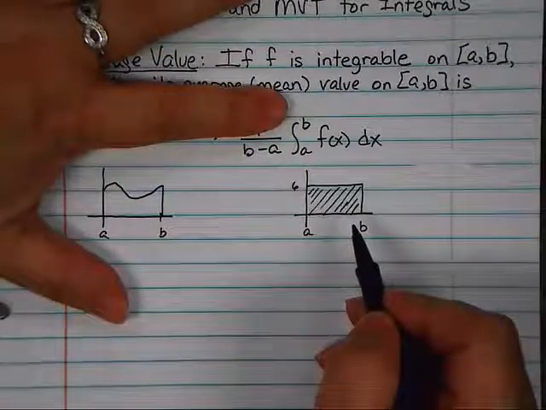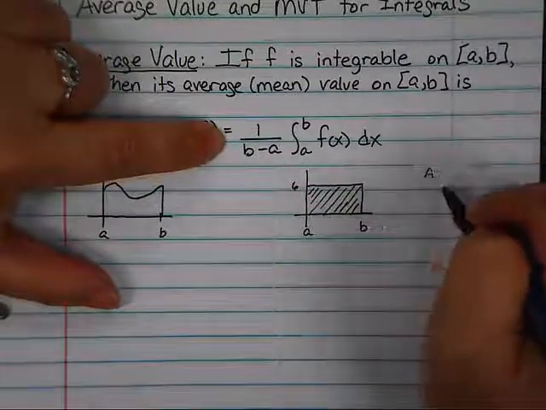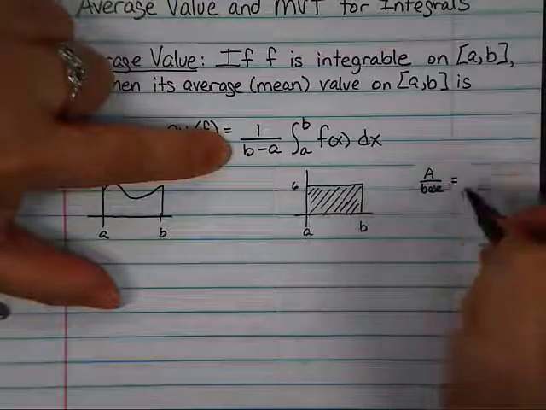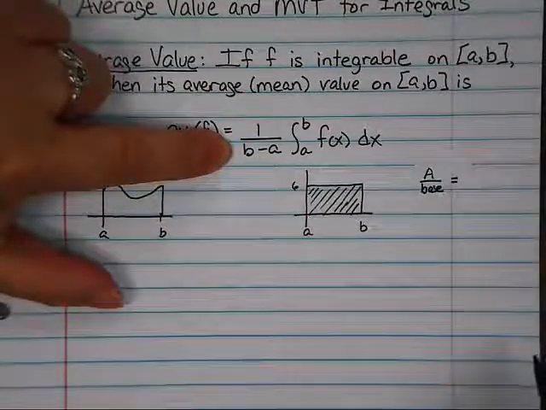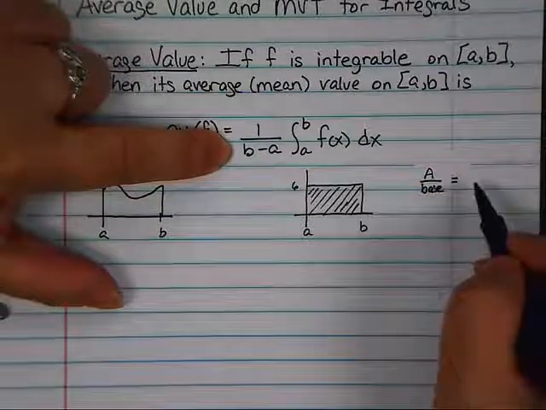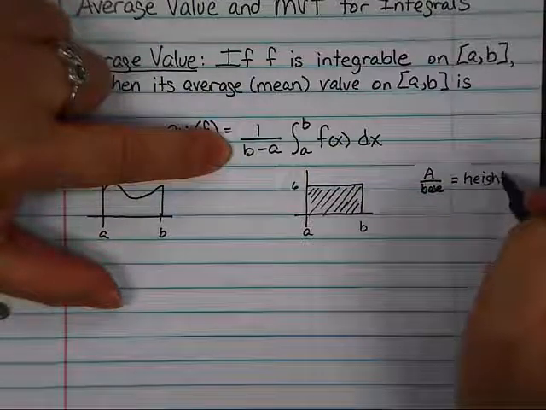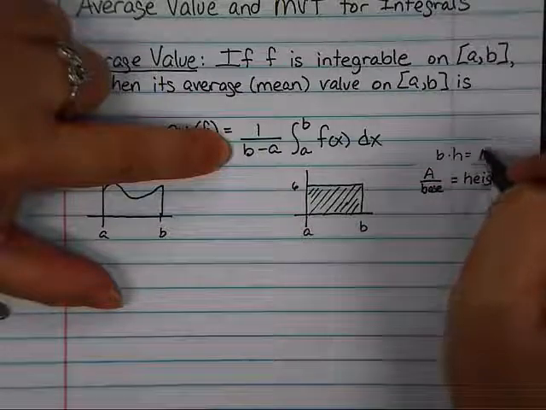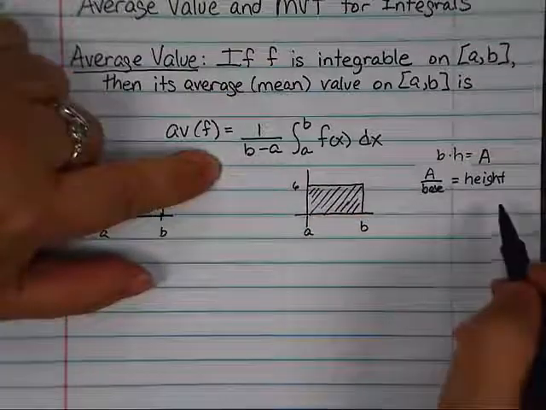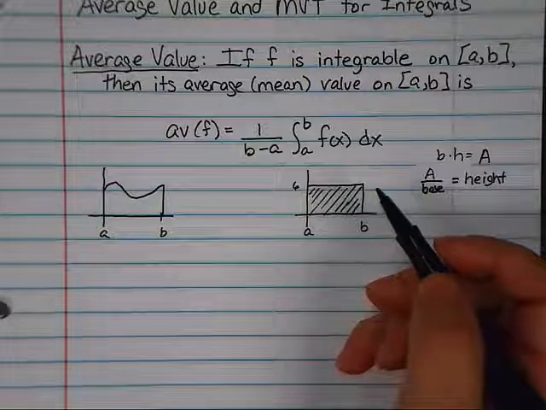Agreed? Yes, ma'am. Okay. So this formula says I'm going to take the area and divide it by the length of the base. And when I divide those two things, what do I get? When I take an area and divide it by a base, what do I get? The height. Because base times height equals area. So if I take the area and divide it by the base, it finds the height, and the height happens to be the average value. Okay?